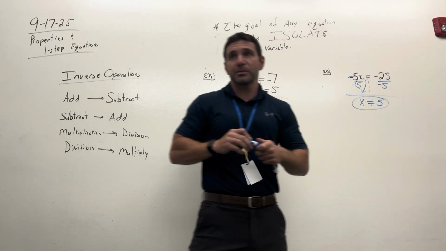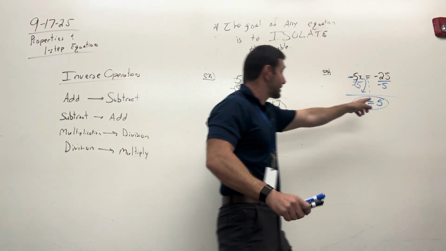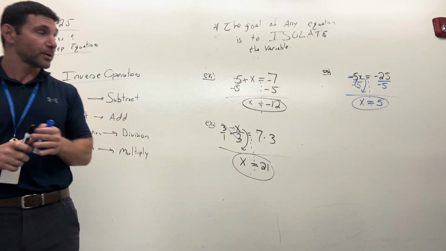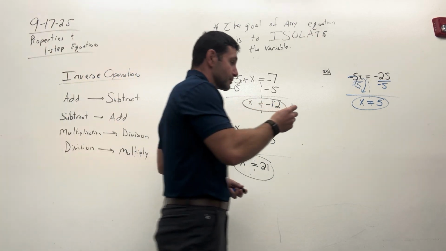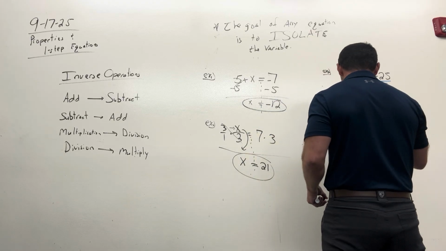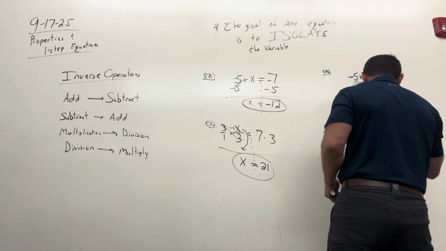How can I check this, Mr. H? Well, remember, a variable is an unknown value. I can substitute it in and say negative 5 times 5. Oh, that's negative 25. Last one. Let's go. Negative 5 plus x equals 2.